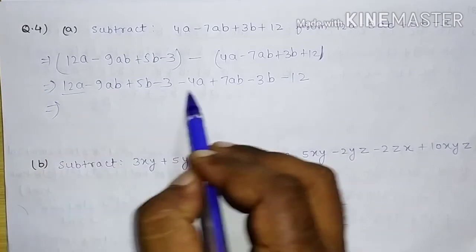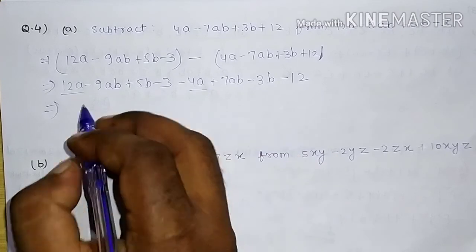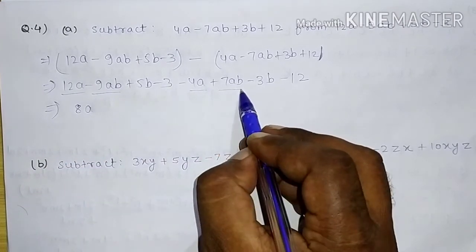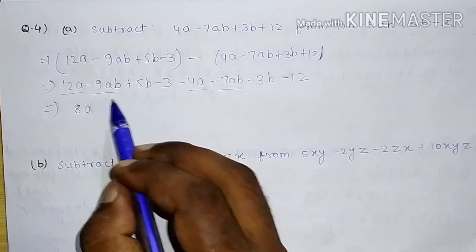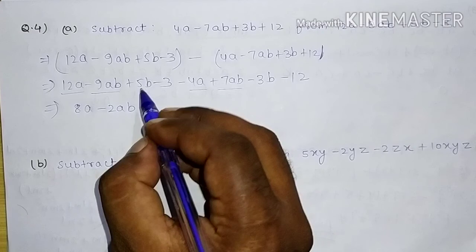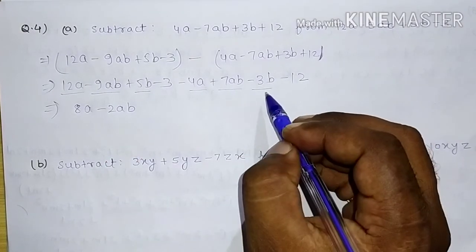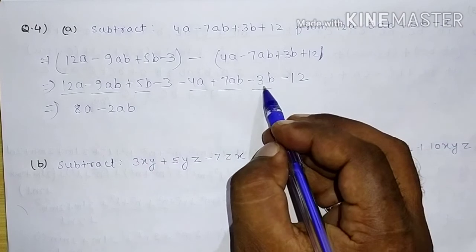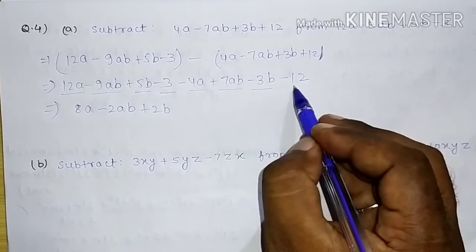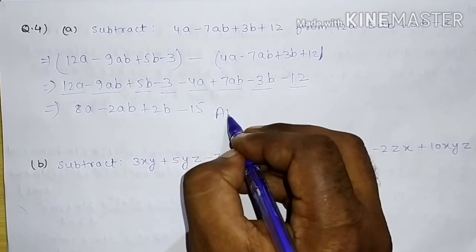So this is 12a and 4a. It becomes 12a minus 4a, that is 8a. Minus 9ab plus 7ab is minus 2ab. Now 5b and this is minus 3b. These are like terms. So plus 5b minus 3b is 2b. Minus 3 and minus 12 is minus 15. So this is the answer. It's very simple.